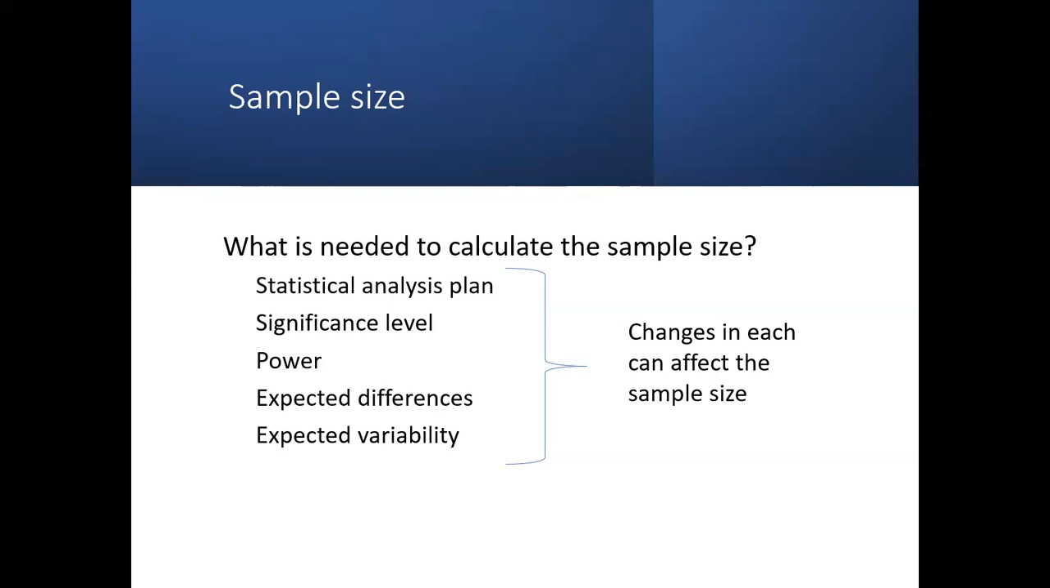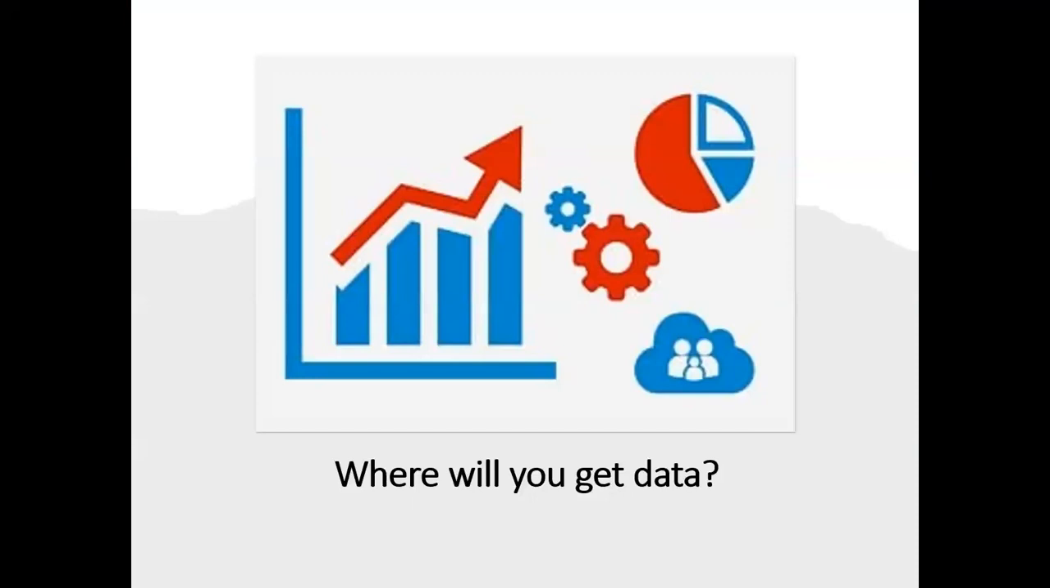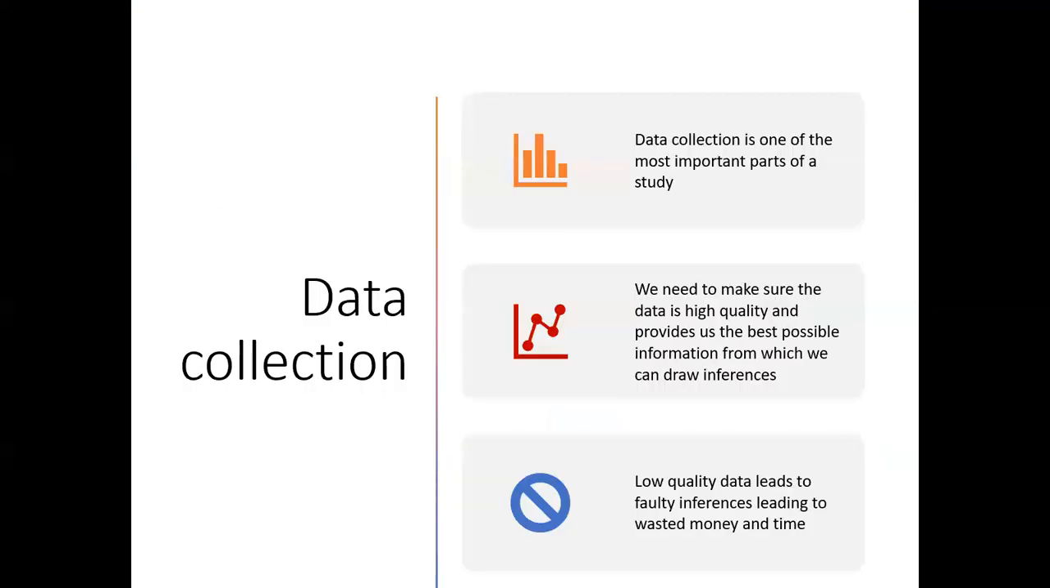Okay, so once we know who we're going to choose, how we're going to choose them, and how many people we include, we want to think about where we're going to get our data. So this is one of the most important parts of a study because we need to make sure the data is really high quality and gives us the best possible information. So if we don't get good quality data, we're just going to waste a lot of money and time.